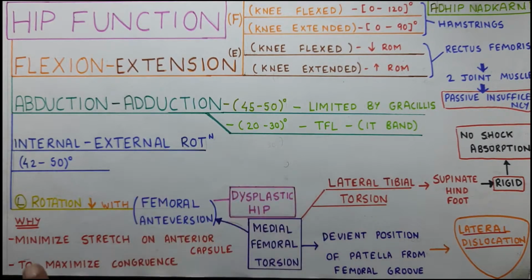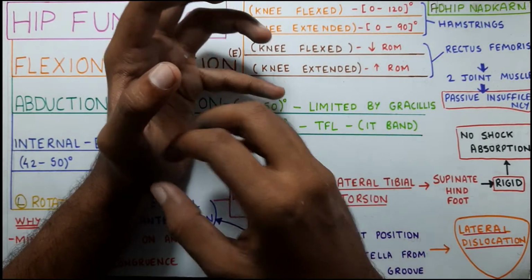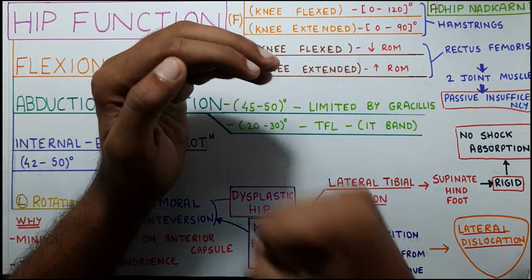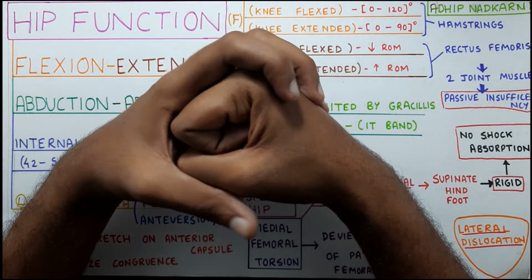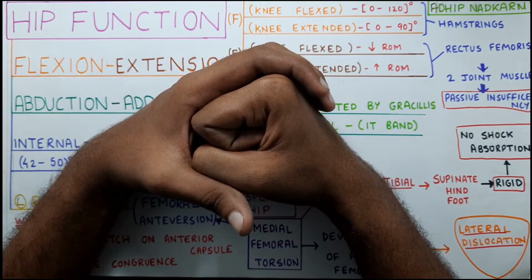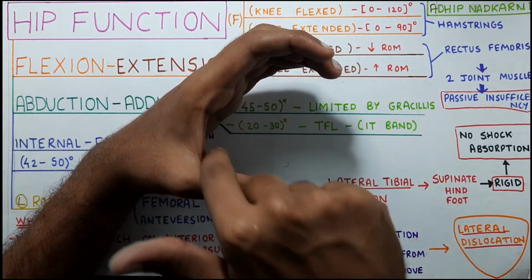This happens to basically minimize the stretch on the anterior capsule and also to maximize the congruence. So we know that dysplastic hip is basically where your acetabulum is not nicely formed, right? It's comparatively shallow. So if this is your normal hip where your acetabulum is nicely covering, now I take a dysplastic hip. In dysplastic hip, your acetabulum will be very shallow, right? It won't be very congruent.